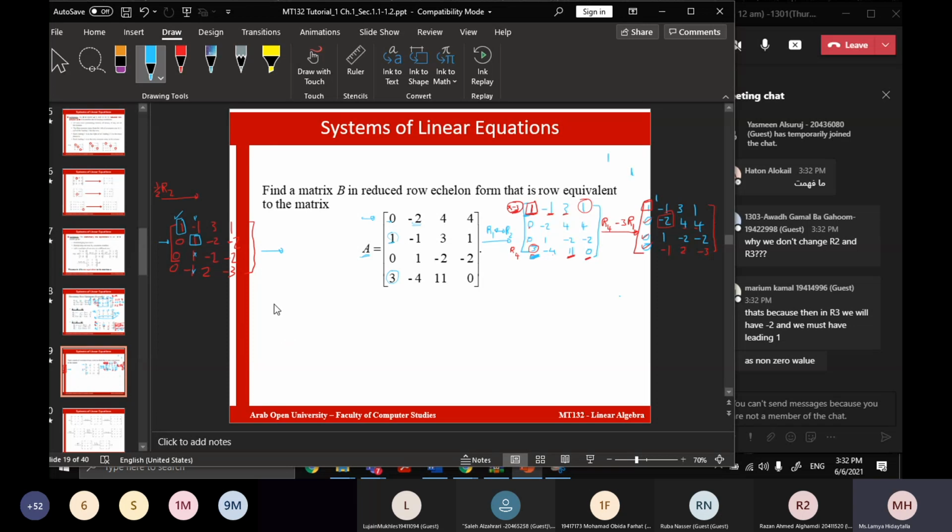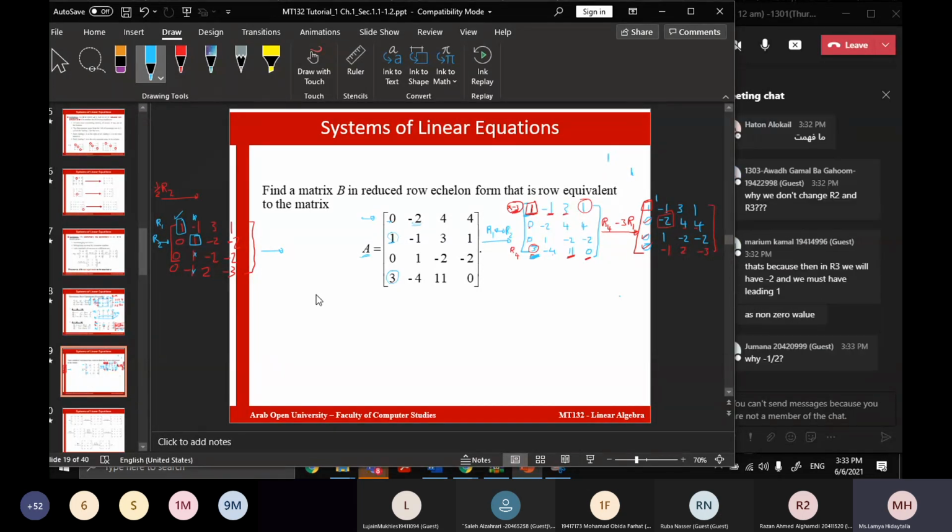We want to change first the first row, R1. I will use R2 easily, correct? I will use R2 to change it. I want to make the first element, this one, 0. What do we do? How can I make 0? If I add R1 plus R2, I'm going to get the 0, correct?